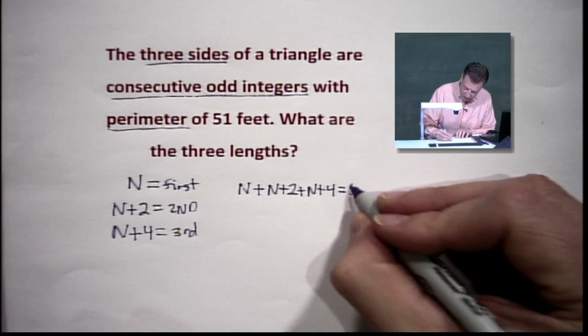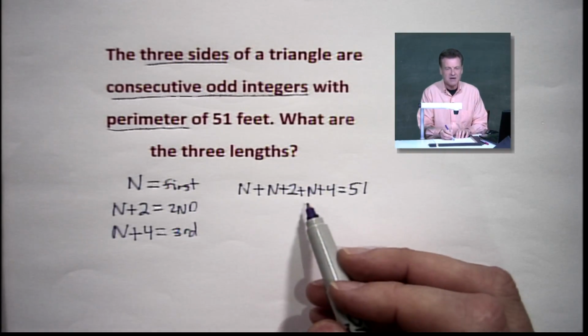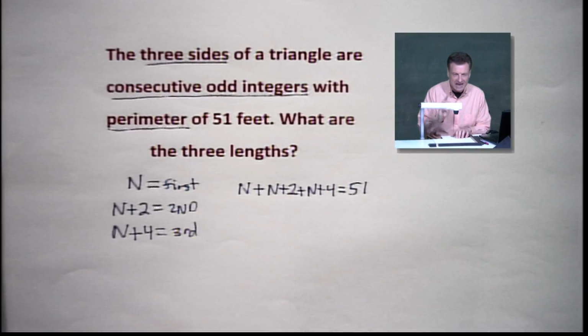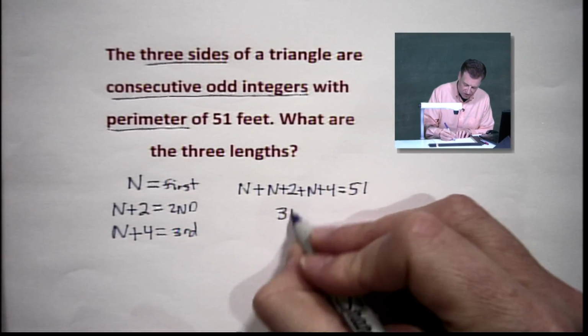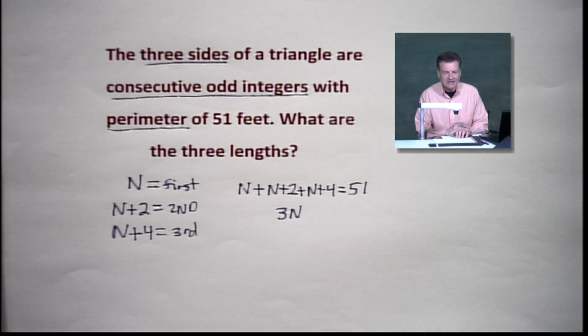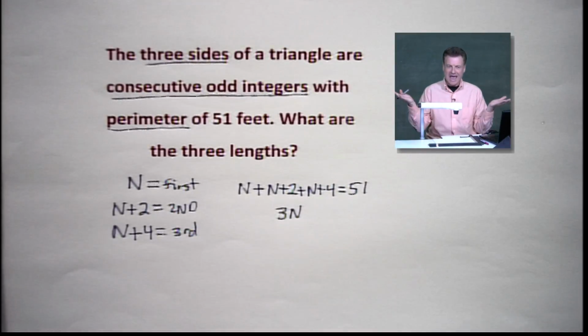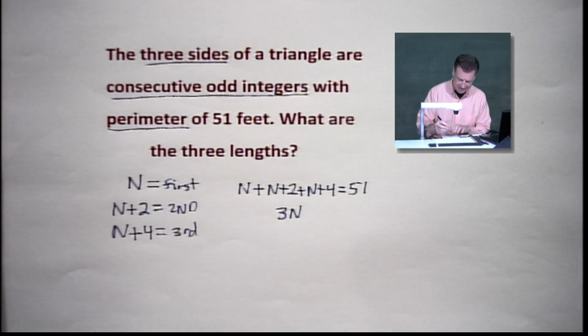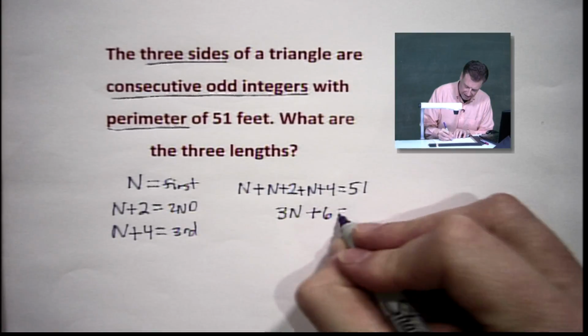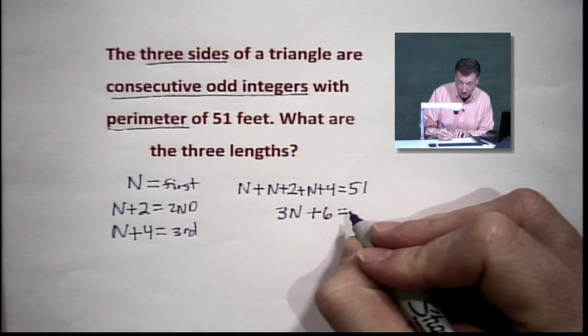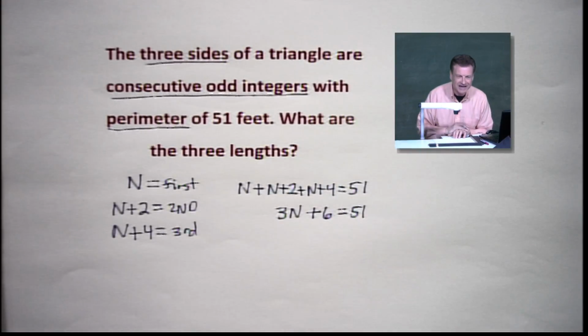So we get 51, and now I start noticing some things come together. I've got 1, 2, 3 n's here, and that will give me 3n, all right? I have a 2 and a 4. Everybody can do that in their head, right? Plus 6. And that equals, y'all got it out there? 51. Yeah, it didn't change, did it?